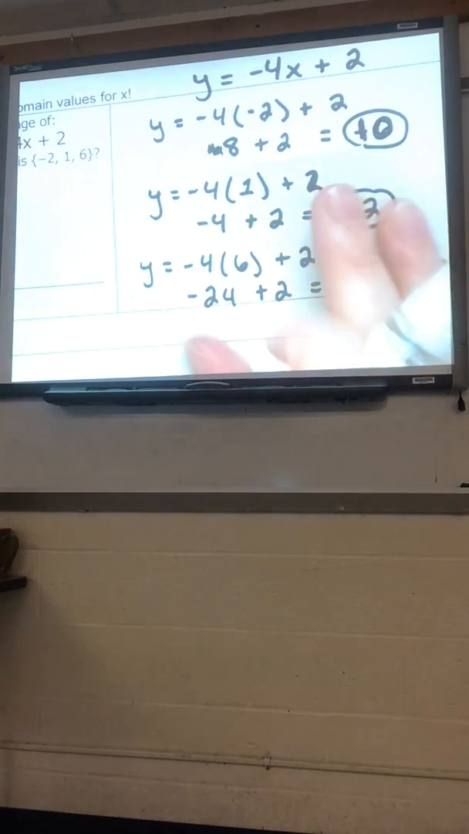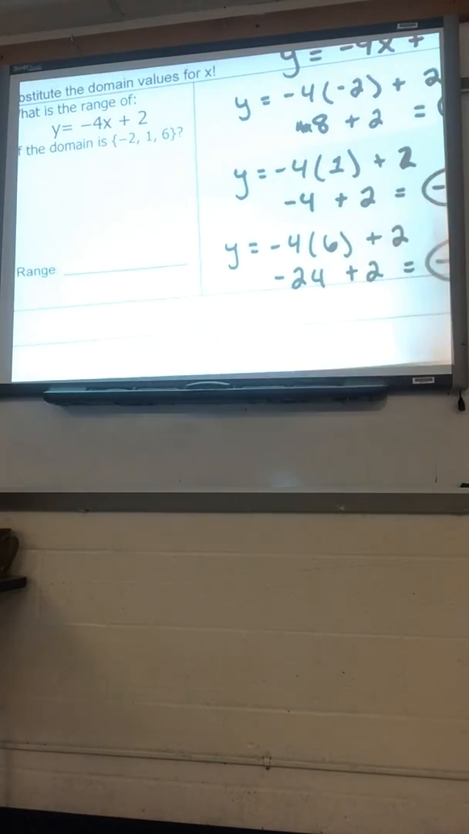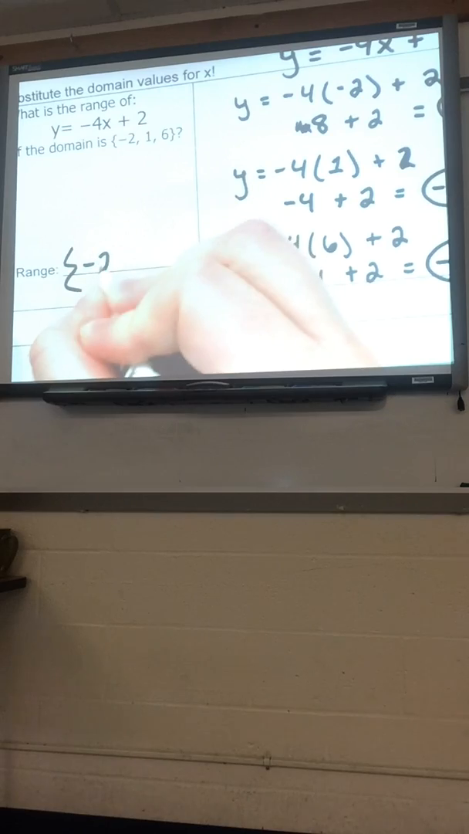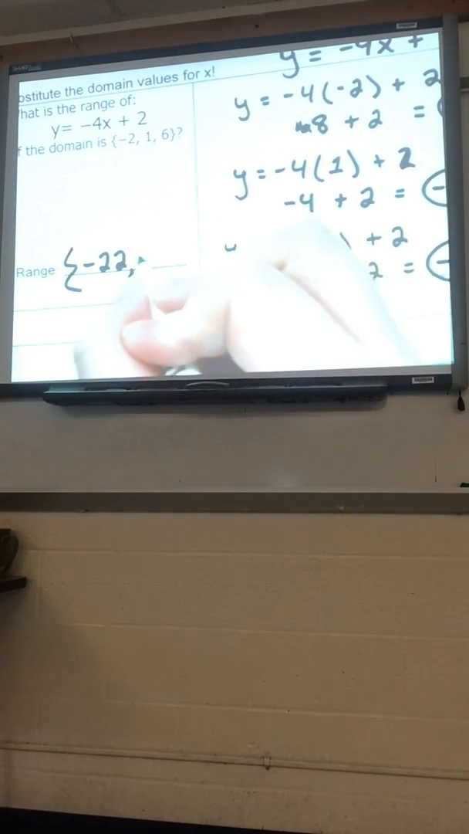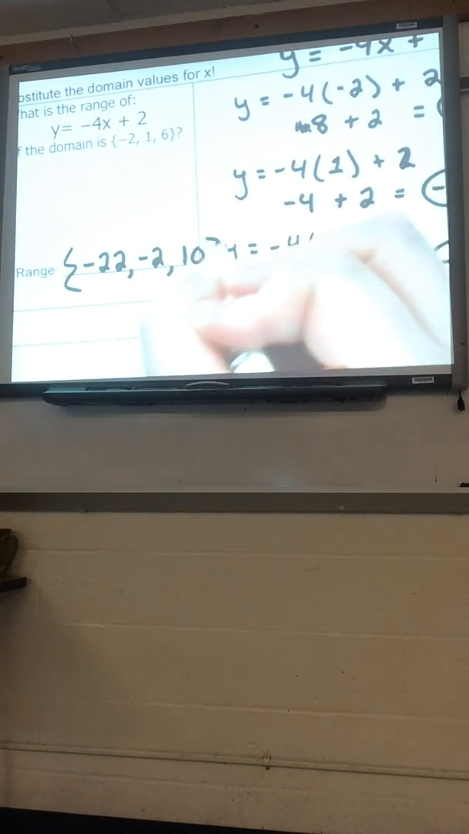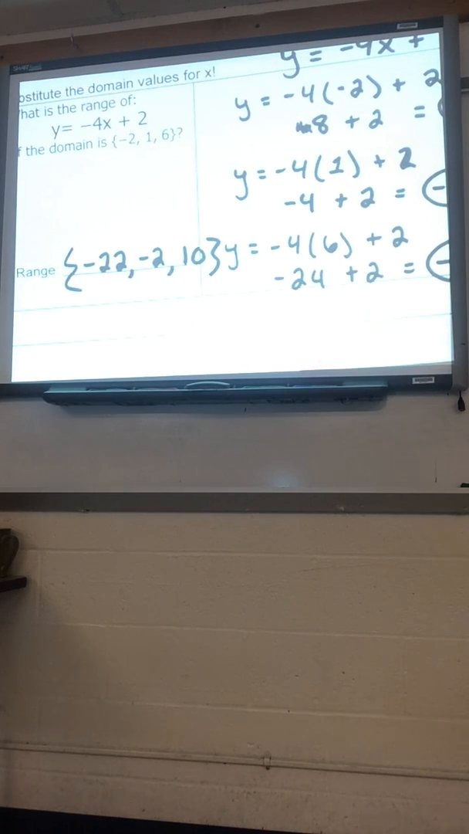Okay? And so now, when I go to write my range, I just need to put them in order. Negative 22 is my smallest, then negative 2, and lastly but not least, positive 10. Okay? So that's it. Okay, those are the notes that I have for you today.